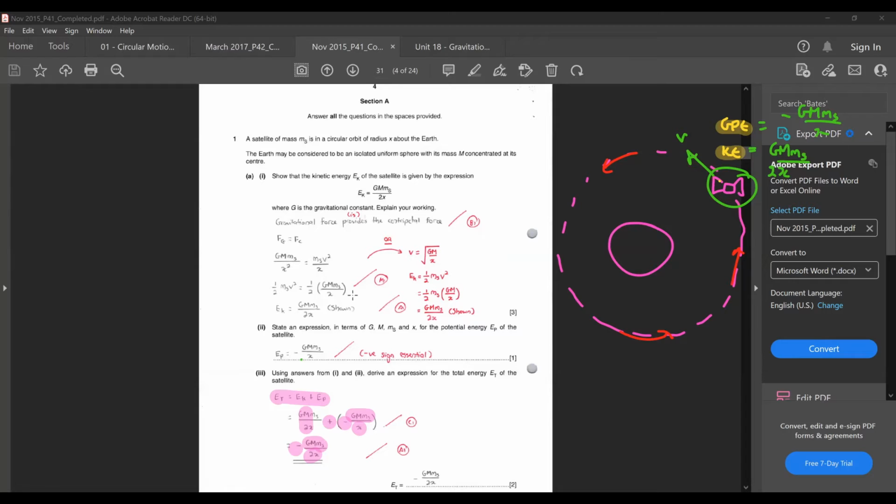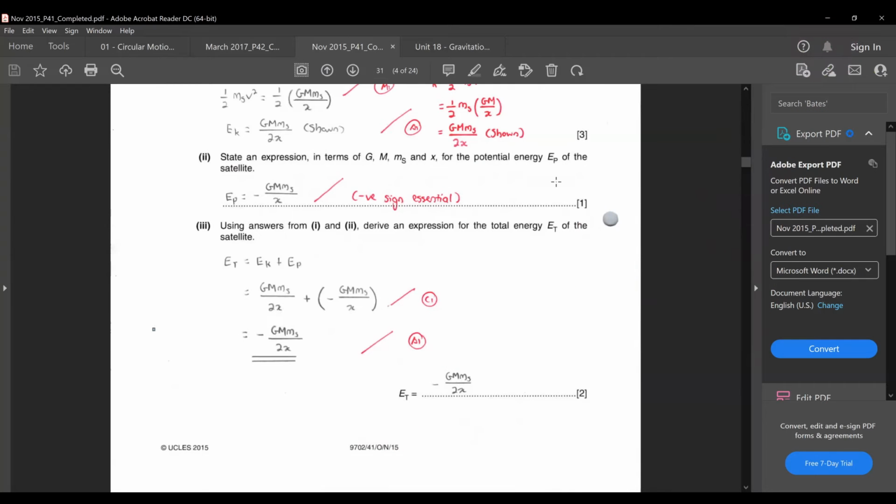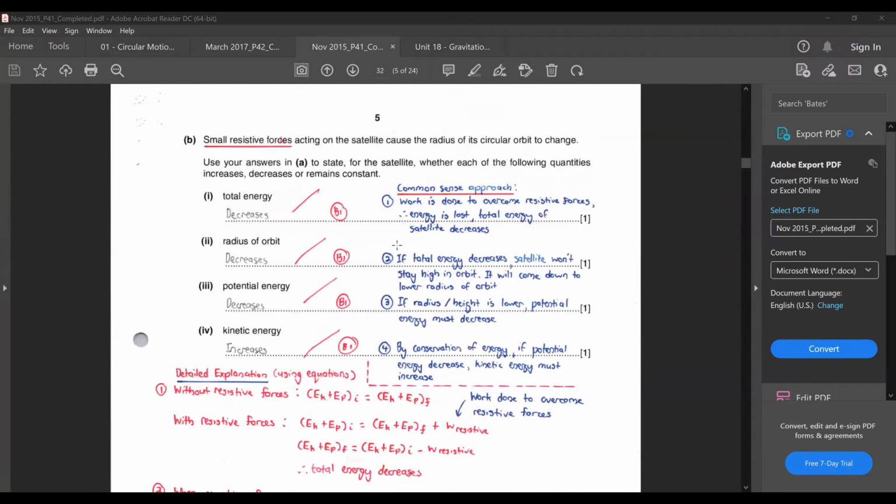Okay, the last part will be something like a state and explain question. All right. The next part of the question is actually asking you this. Small resistive forces are acting on the satellite, causing the radius of the circular orbit to change. Use your answers in A to state for the satellite whether each of the following quantities will increase, decrease, or remain constant.